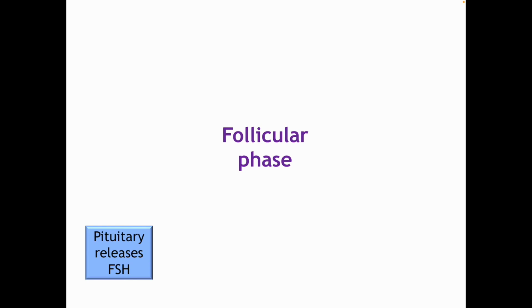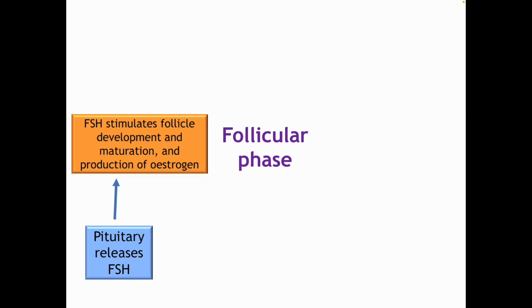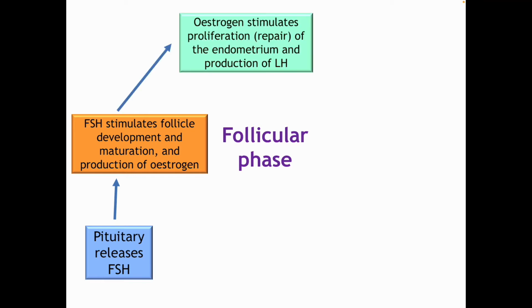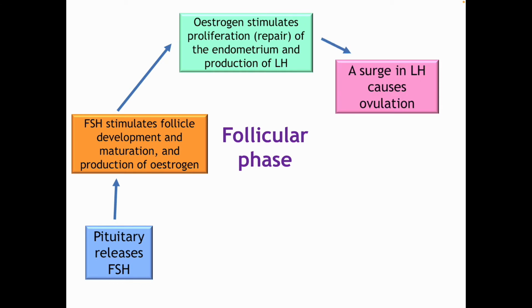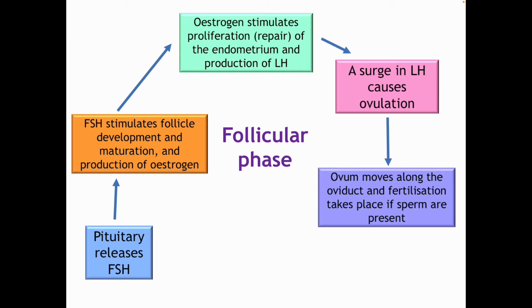So this diagram summarises the follicular phase. The pituitary gland will release FSH. This will stimulate follicle development, maturation, and the production of estrogen. Estrogen stimulates the proliferation of the endometrium and also the production of LH. The surge in LH causes ovulation, and once ovulation has taken place, the ovum moves into the oviduct and begins to travel along the oviduct, and fertilisation will take place if sperm are present. And then we move into the luteal phase.